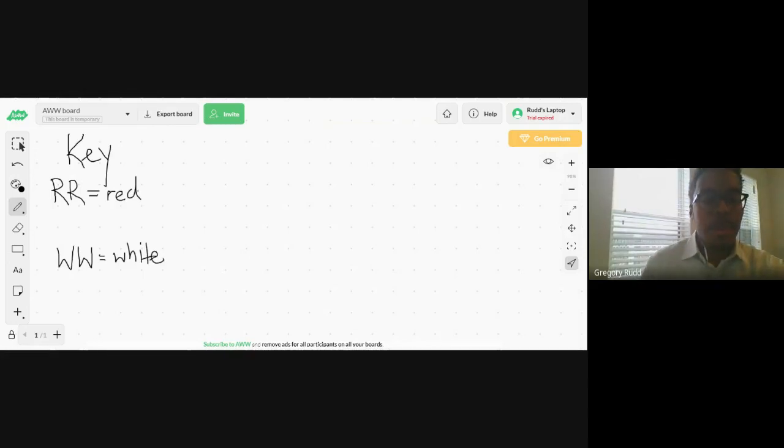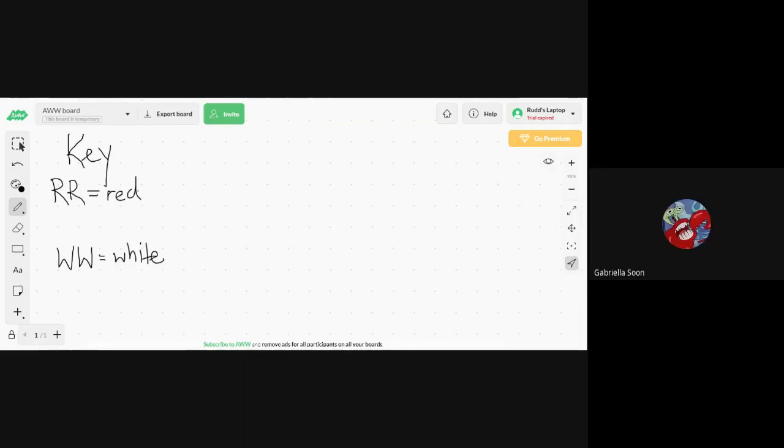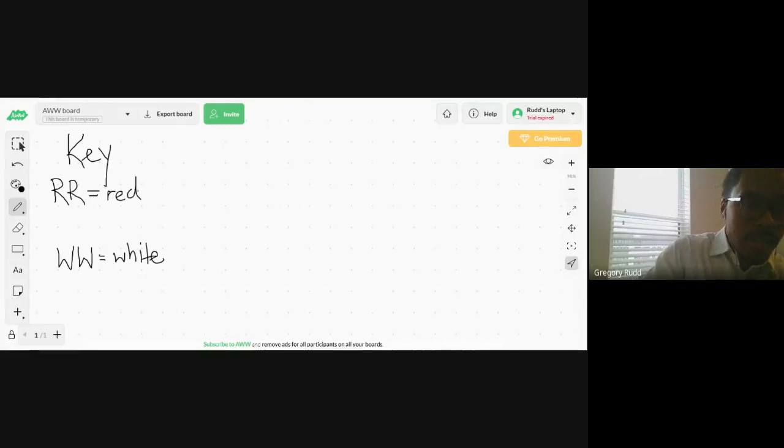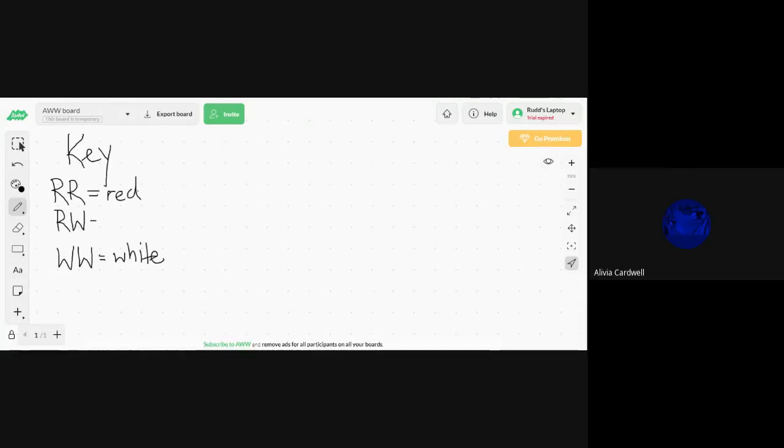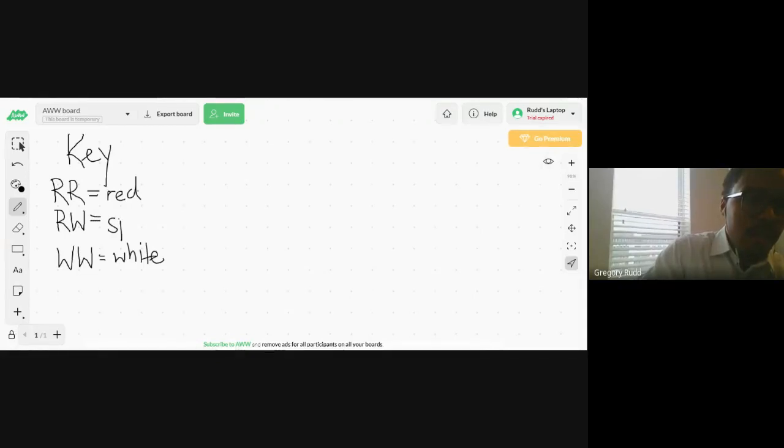What genotype am I missing here? The R and W. Yep. And what is that genotype called? I've got one of each. Spotted? Yeah, this would be spotted. Excellent.